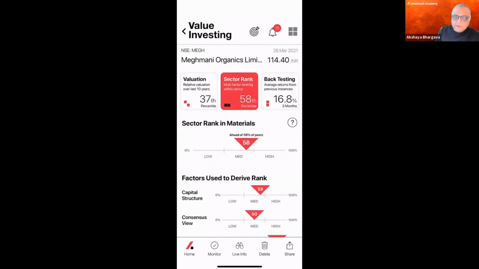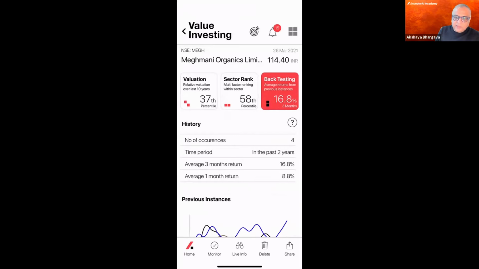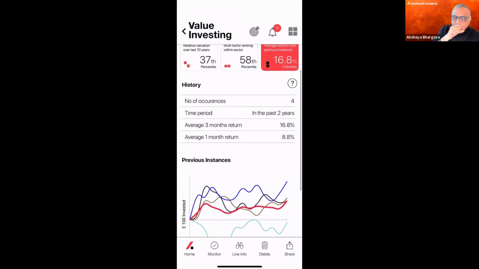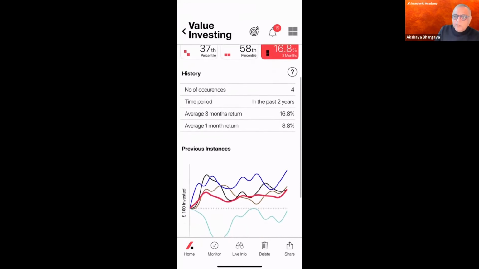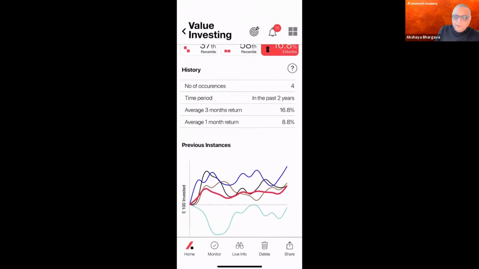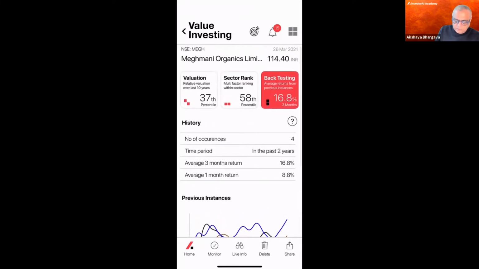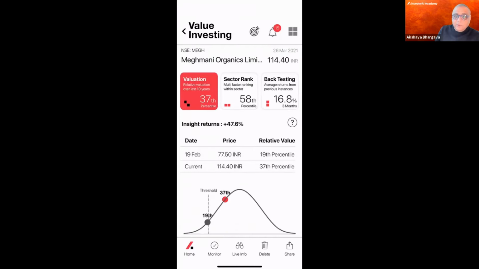And backtesting returns are also pretty stellar at 16.8%. So it's telling you this happened 4 times in the last 2 years. And if you had bought every time, you would have made 16.8% in 3 months. Now, this is a great insight. The problem is it's already gone up 47%. So if I look at it for my portfolio, I'm not sure this is the good time to buy.